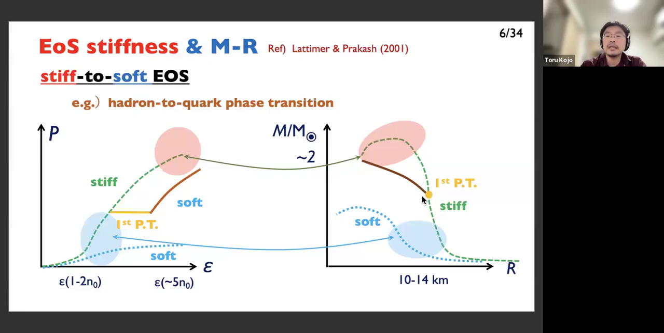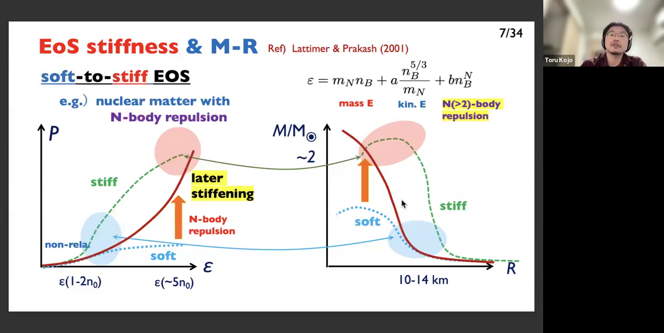So if we could discover this sort of kink in the MR curve, we can conclude the existence of a first-order phase transition. Another way of using this sort of discussion is the nuclear matter equation of state with many-body repulsion. Basically, nuclear matter is soft matter because neutrons are heavy, and in order to change this property, we need to rely on the two- or three-body repulsion.